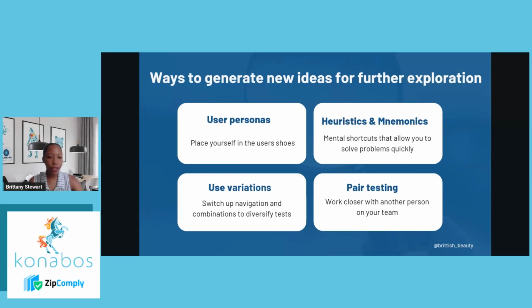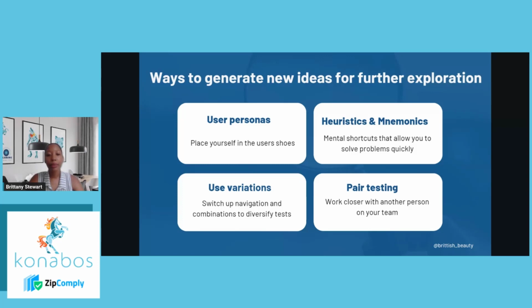Another thing is using variations. So if you switch up your navigation, for example, instead of going to the checkout page via the icon on the top, you can find another way in the footer. So switching up navigation, thinking of different combinations of inputs, for example, will help to diversify the tests and give you more ideas for exploring.